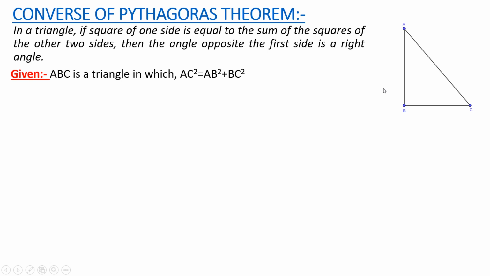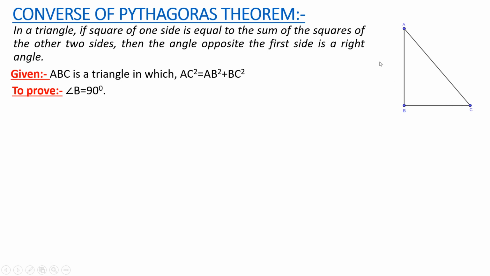Then the angle B is equal to 90 degrees. We have to prove angle B is equal to 90 degrees. In other words, we have to prove that triangle ABC is a right angle triangle.